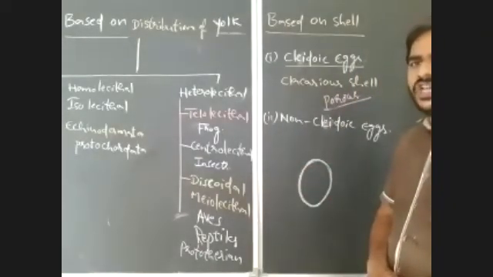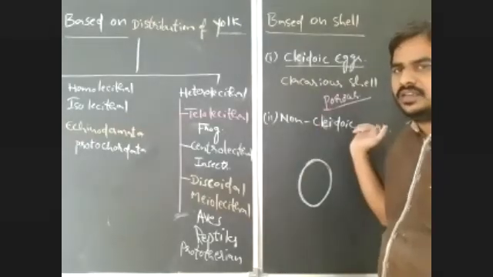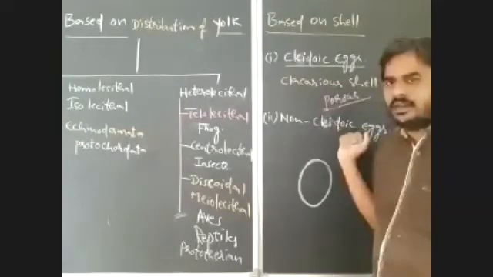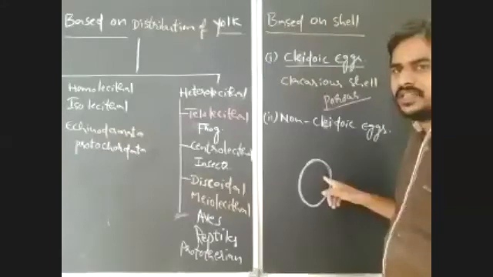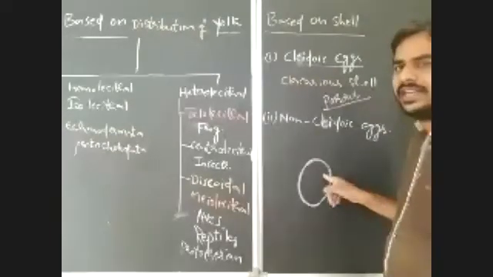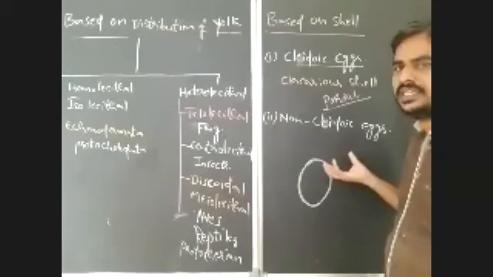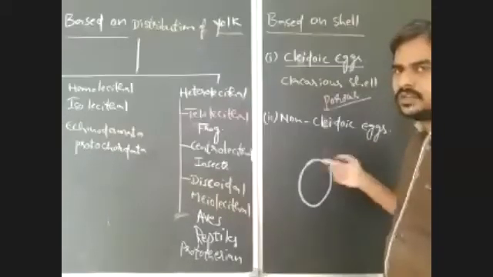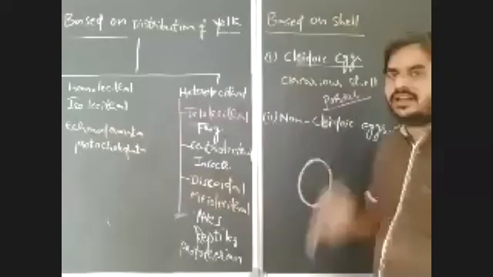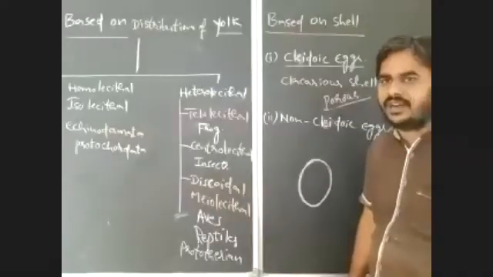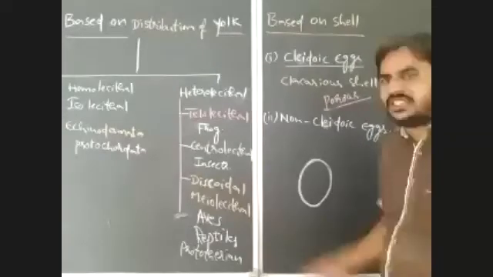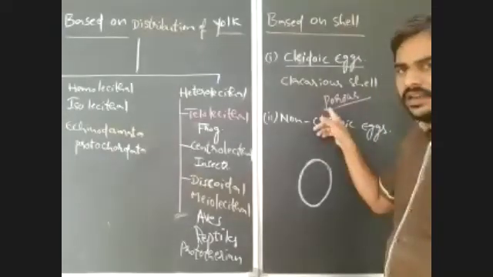The eggs which are covered by a calcareous porous shell are known as cleidoic eggs. The shell in this type of eggs is essential to avoid the evaporation of moisture which is present in the egg by sunlight, and also it is essential to prevent the breakdown of eggs at the time of egg laying. That's clear. Okay. So here there are two.